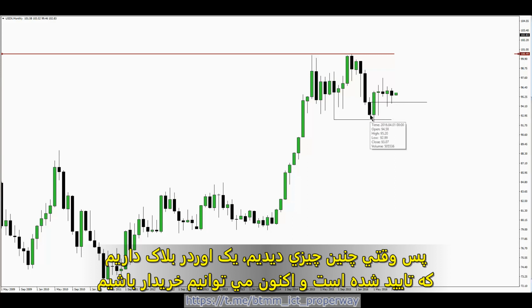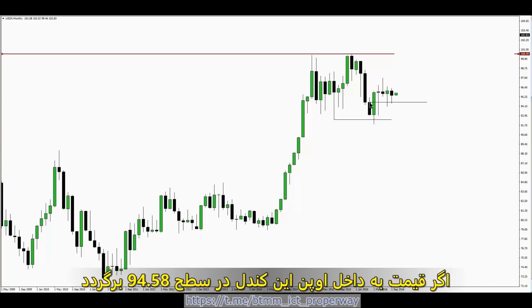we now have an order block that's validated. So now we can be a buyer. If price comes back down into this candle's opening, where it starts to body the candle, that price level is 94.58. And just double check that. The opening is 94.58. Yes, correct.